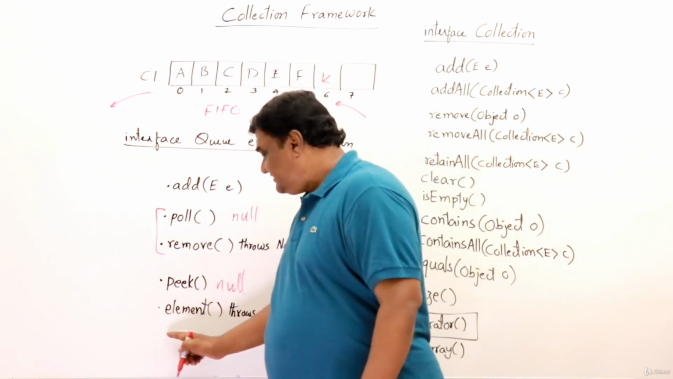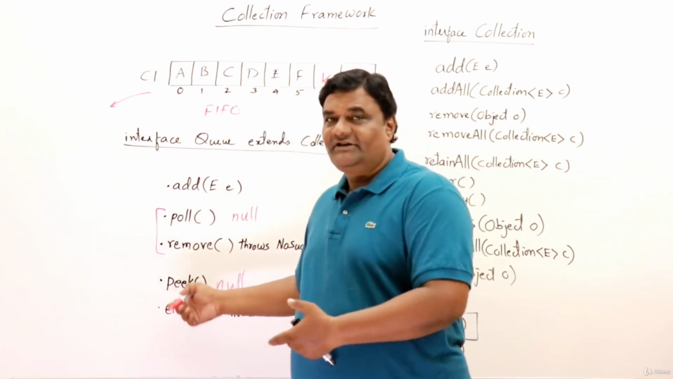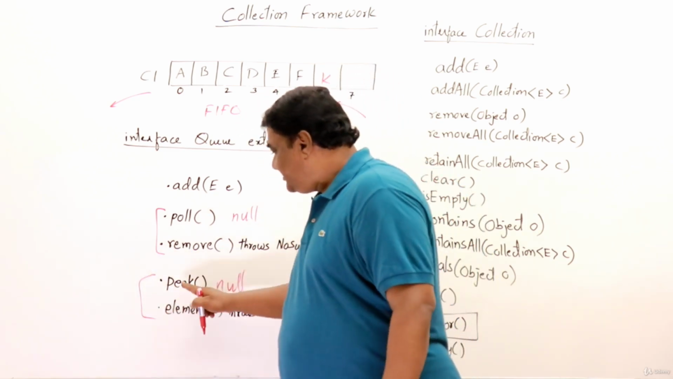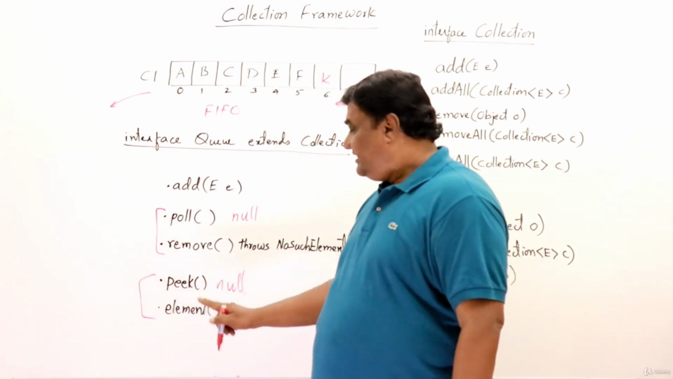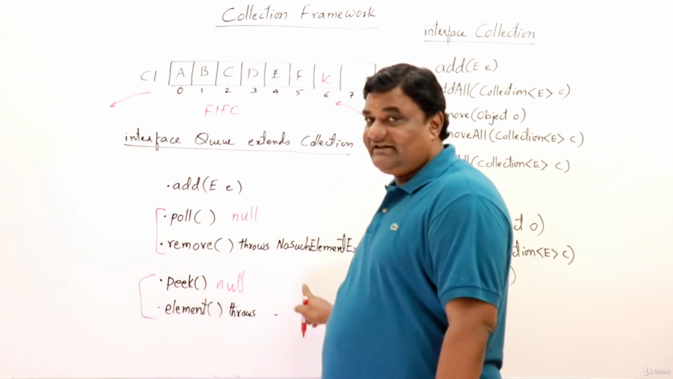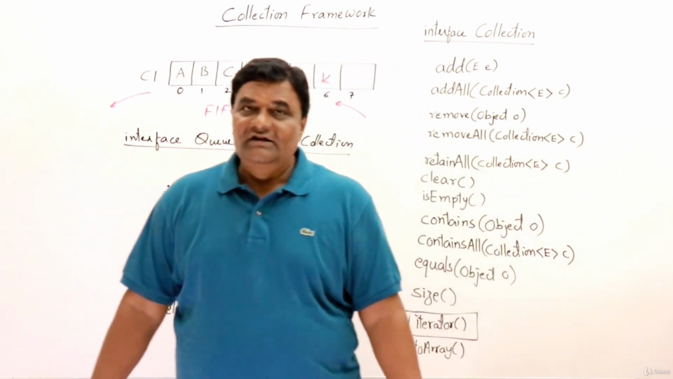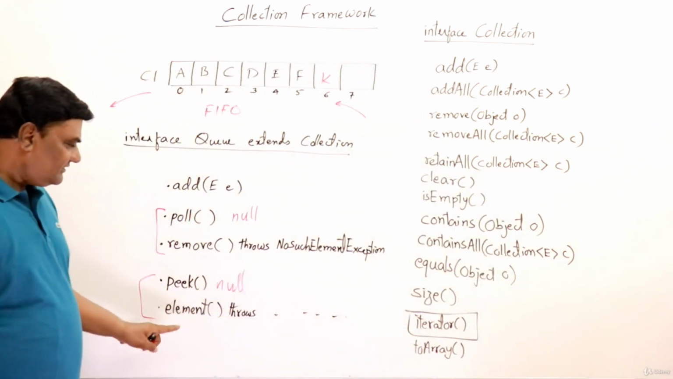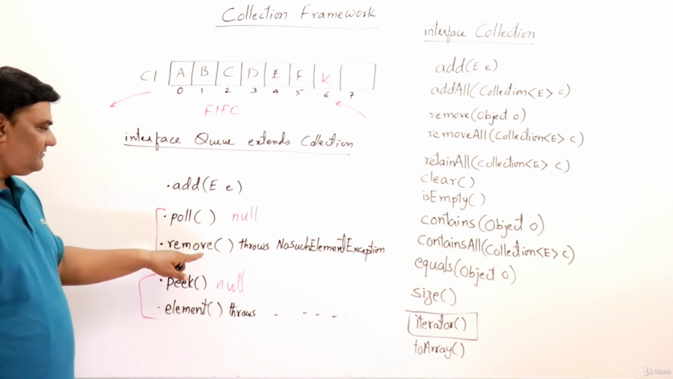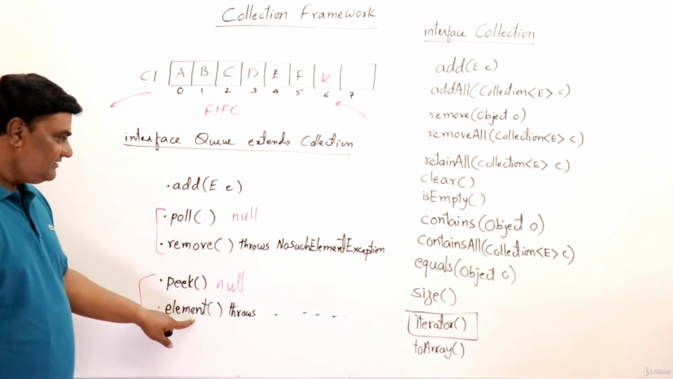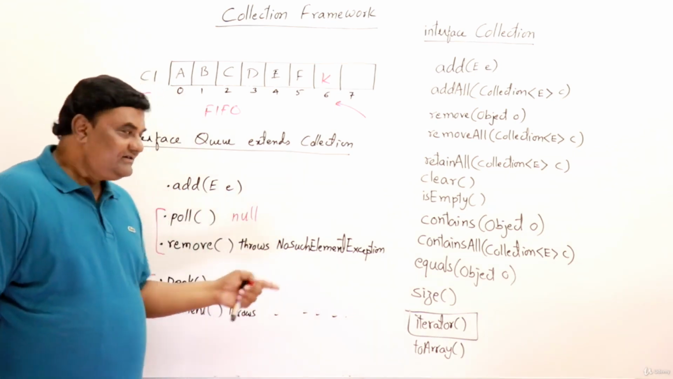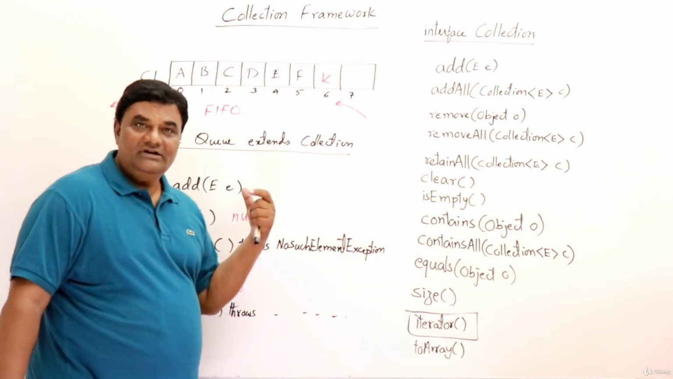Next, element is there. That also does the same thing. It will give you the first element. These two are the same. The only difference is if the queue is empty, peek returns null, while element throws the no such element exception. The same exception, so you should be ready to catch it if you're calling this method. So these two methods respond by throwing an exception in case of failure, and the other two respond by returning null values. That's all, these are the methods in the queue interface.